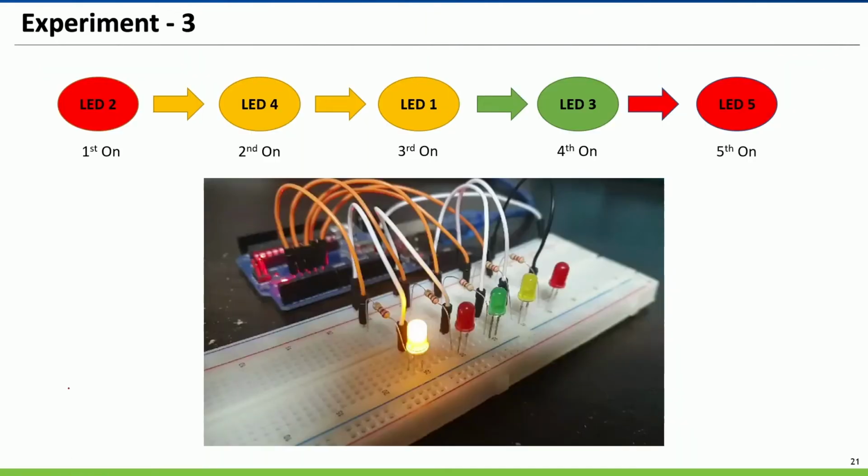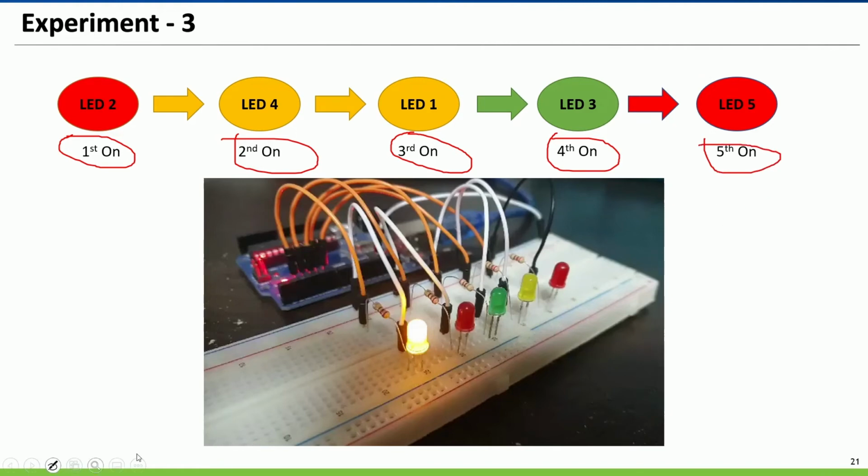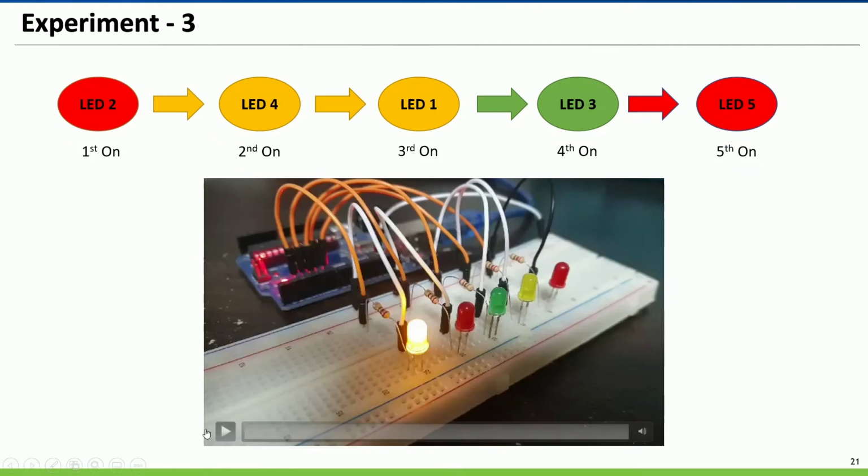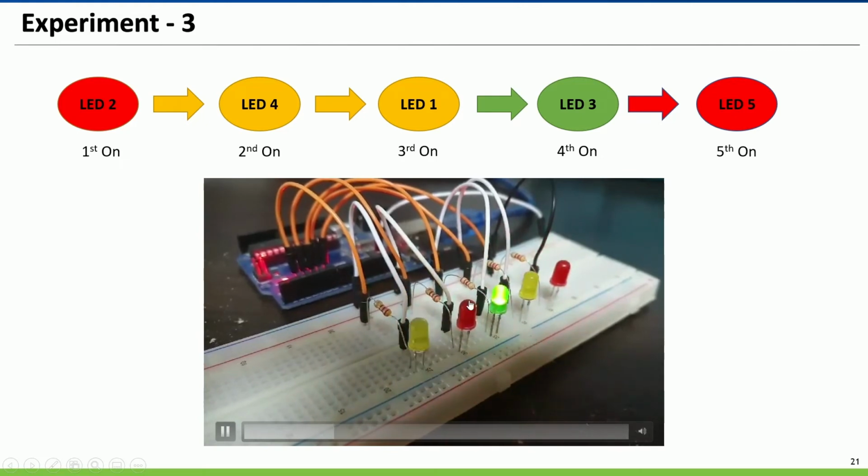And in experiment 3, you just simply rearrange the LED arrangement: first LED 2 is on, LED 4 second on, LED 1 third on, and LED 3 fourth on, and LED 5 will be on last. Something like this.